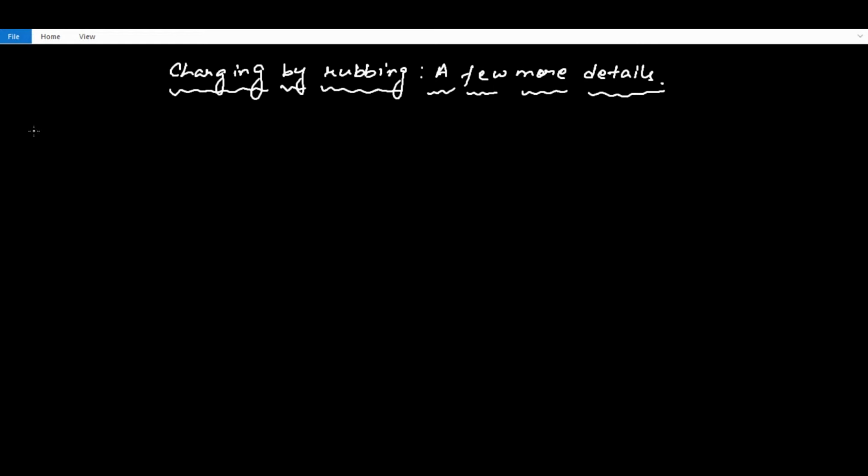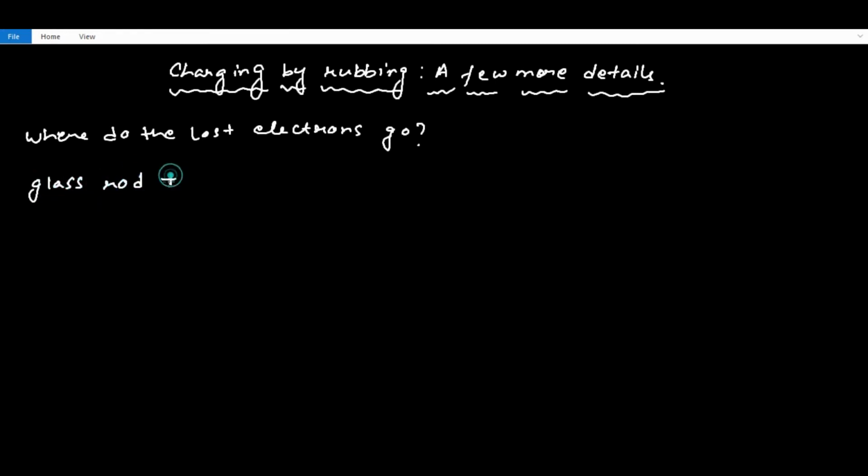So now that those few atoms have lost a few electrons, where do the lost electrons go? Let's take a typical example that is shown in almost all physics labs, which is rubbing a glass rod with a piece of wool.